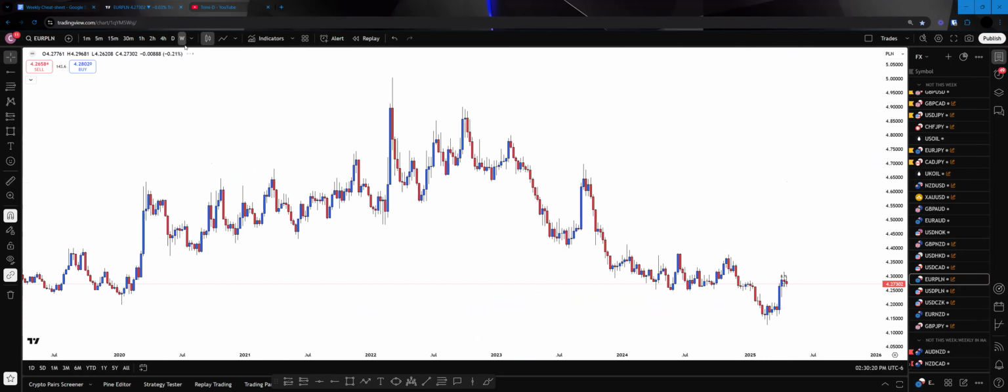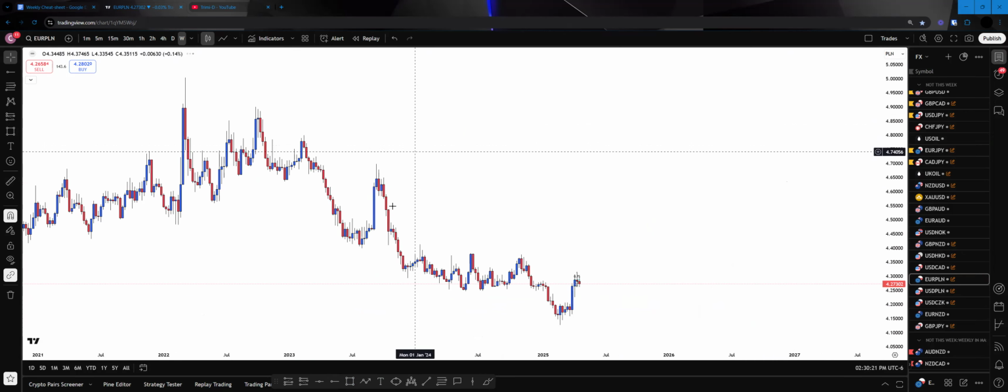Euro PLN, we are at a higher high with an indecision. Counter trend is right here, so we can't do anything.